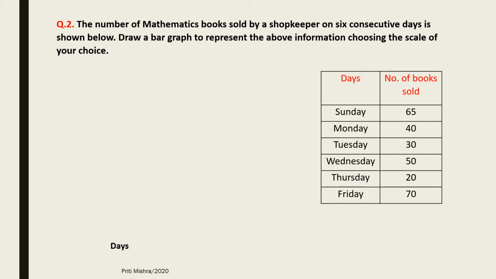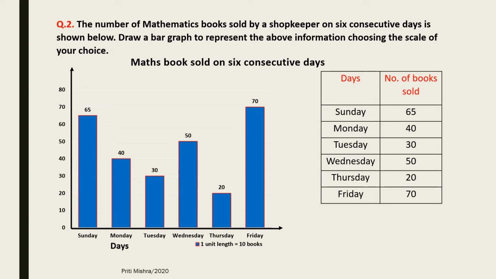Now let us check how to start. Once again, we have to first start with our axes. On the x-axis we have days, and on the y-axis we have shown the number of books sold. Here the unit length I have chosen is 10 books. You can choose 5 books also. This is your choice. The number of math books sold must be shown here on the y-axis, and here it is completed.